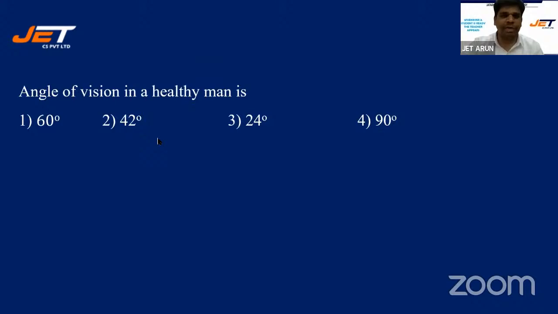Angle of vision in a healthy man is 60 degrees, 42 degrees, 24 degrees, 90 degrees. Factual question, students. There is an activity on this in your textbook also.